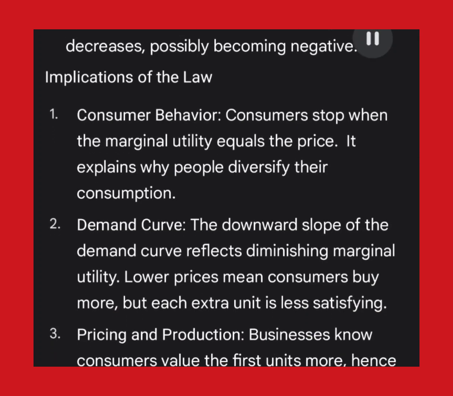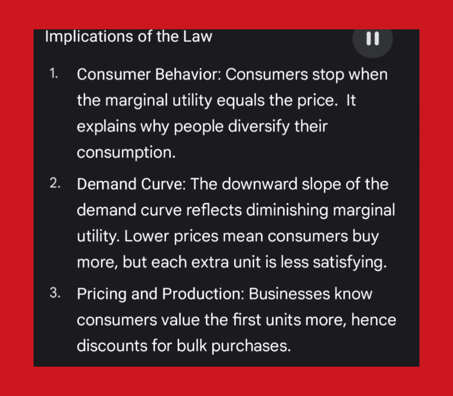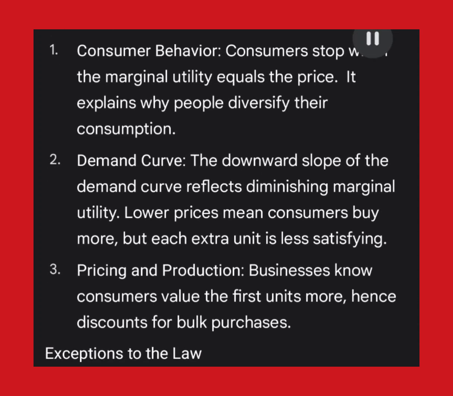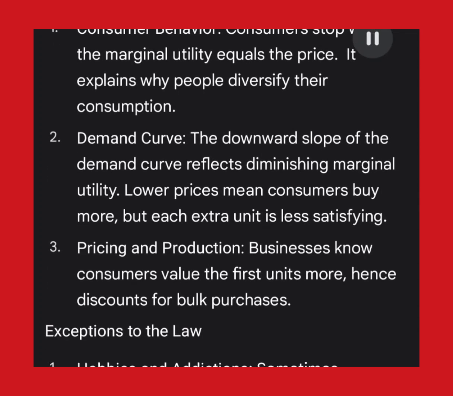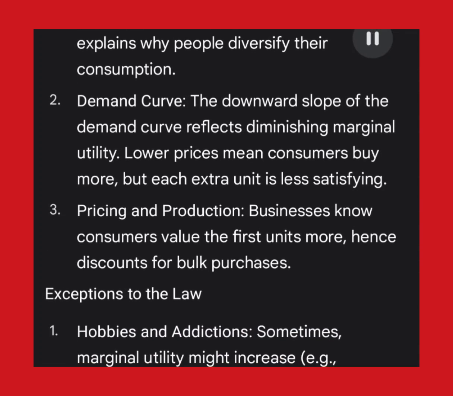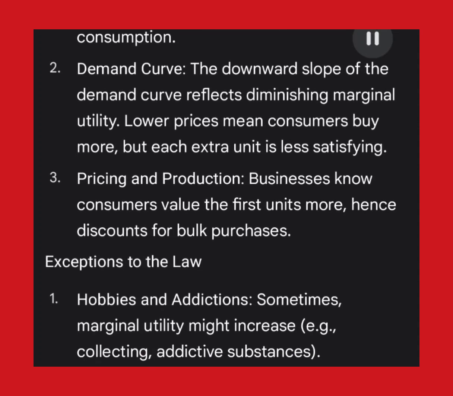Implications of the law. 1. Consumer behavior. Consumers stop when the marginal utility equals the price. It explains why people diversify their consumption. 2. Demand curve. The downward slope of the demand curve reflects diminishing marginal utility. Lower prices mean consumers buy more, but each extra unit is less satisfying.